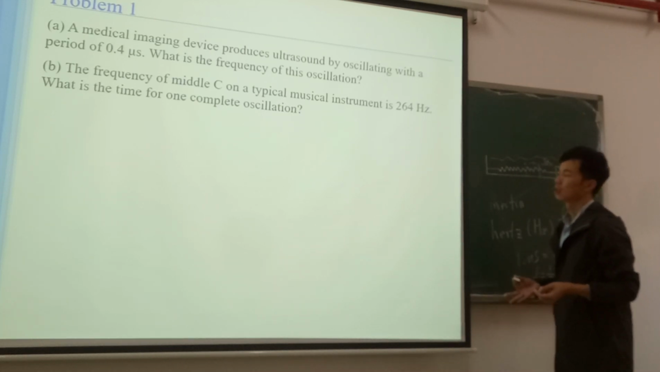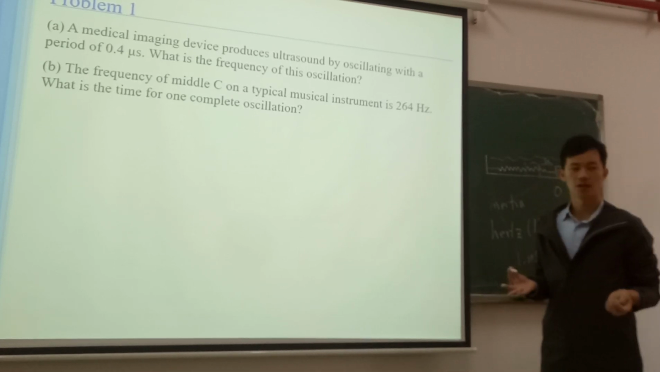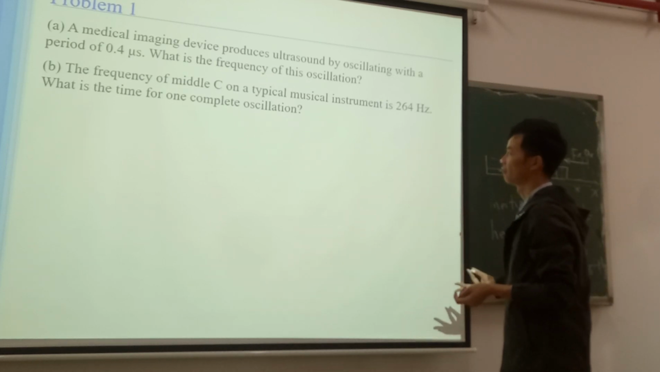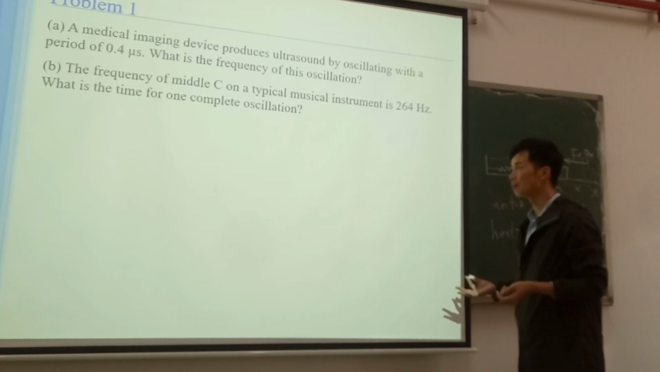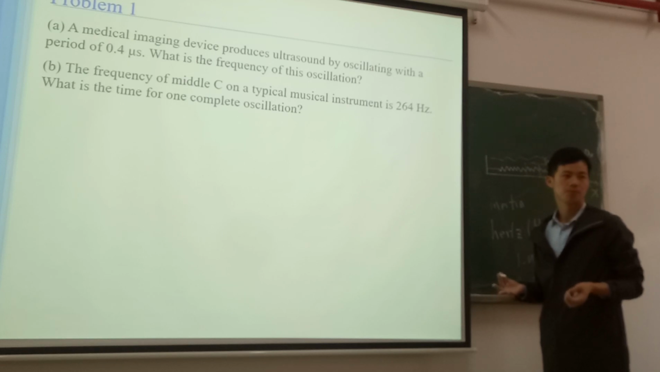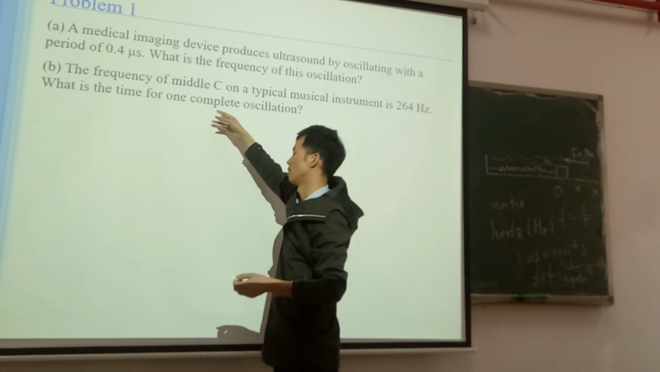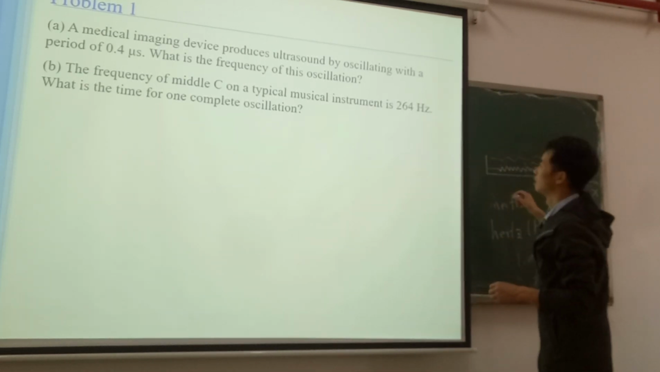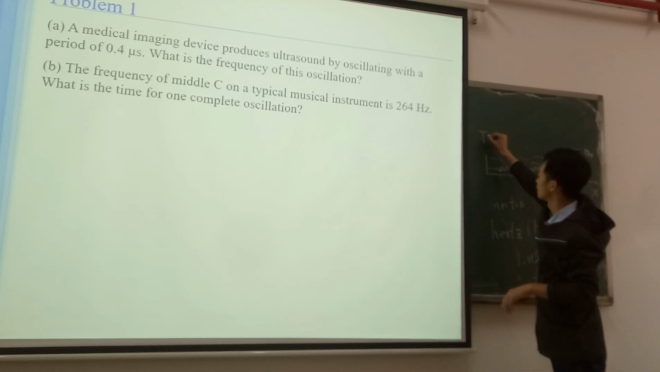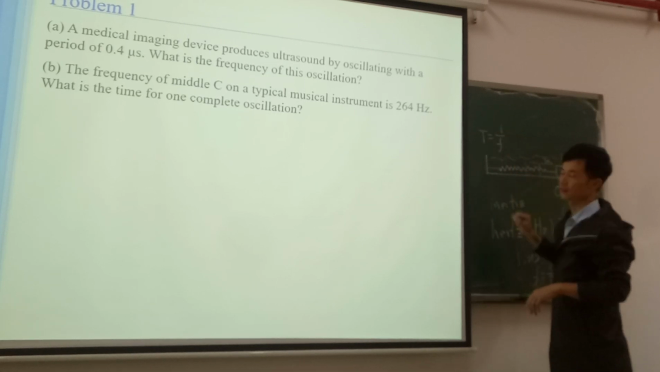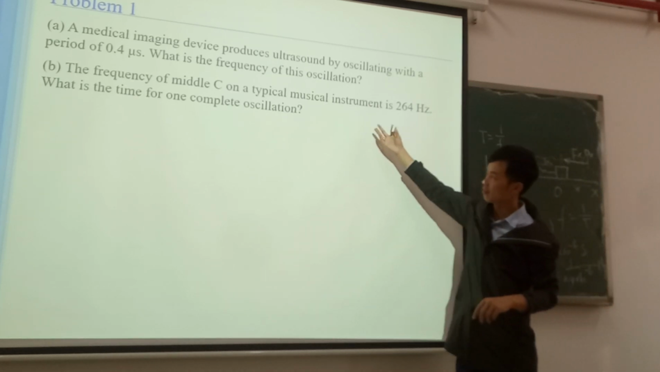And the second one, we are given the frequency and asked to find the time for one complete oscillation. The time for one complete oscillation is the period. So in this problem we are given the frequency, and T is equal to 1 over f. Now, can you find the answer for this problem?